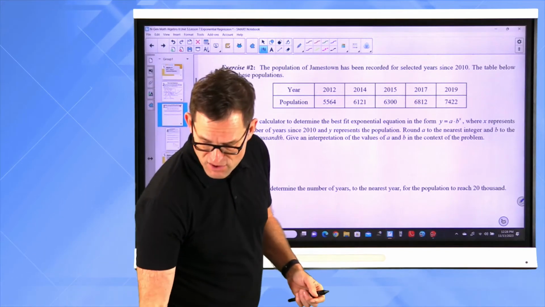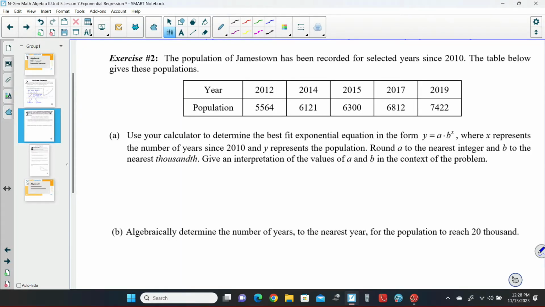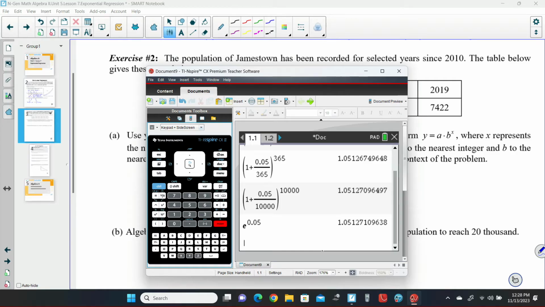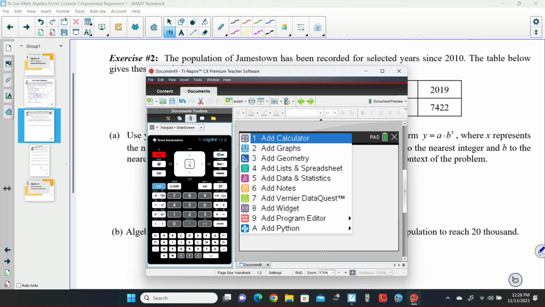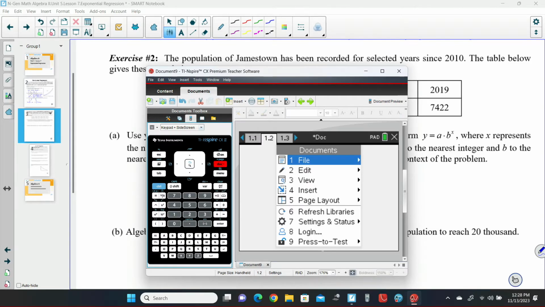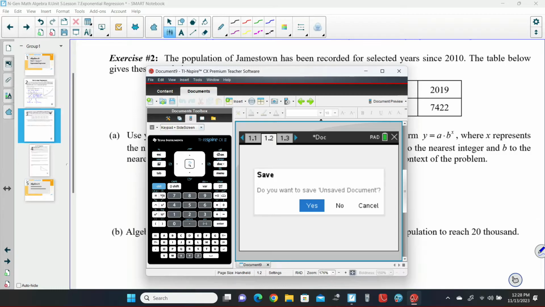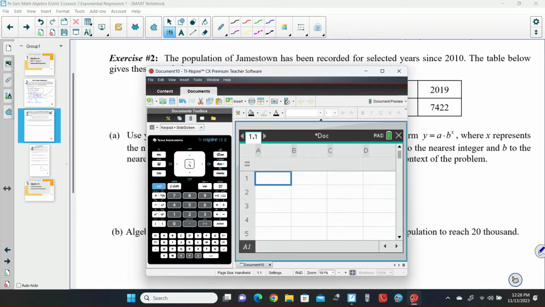So let's start off. Let me grab my worksheet so I've got it. All right, I'm going to do a brand new document. Let me escape. Doc, file, new. So I'm going to add a list in a spreadsheet. First thing I always do when I do regression is I name my variables. So I'm going to call it time. I could have called it year, it doesn't really matter. And up here, I'm going to put in pop for population.